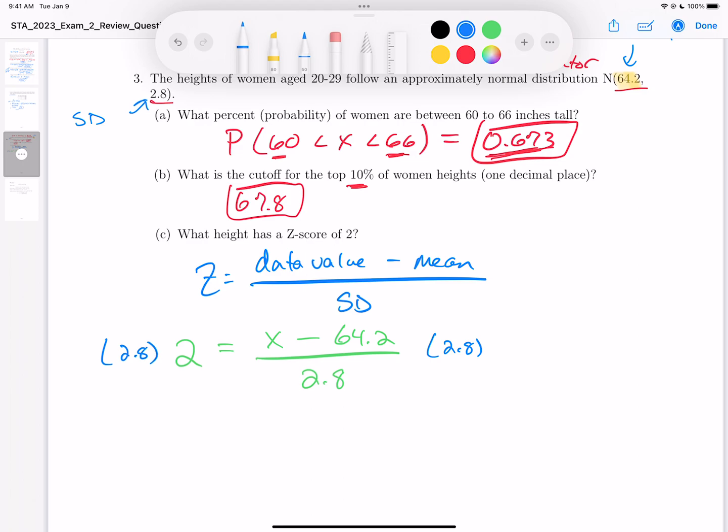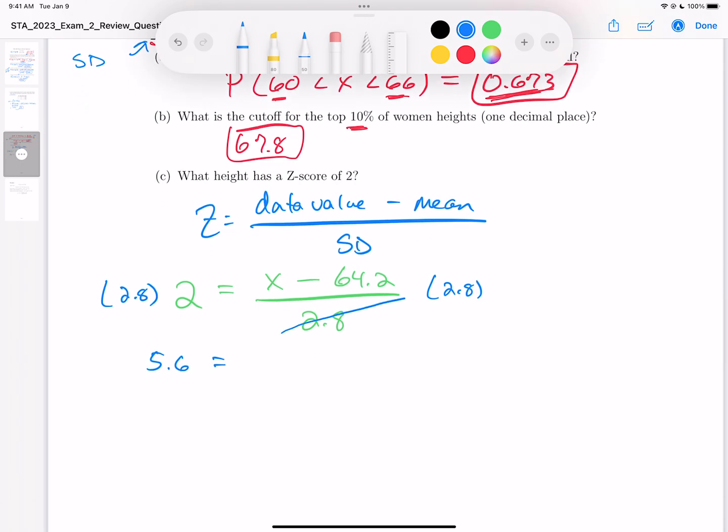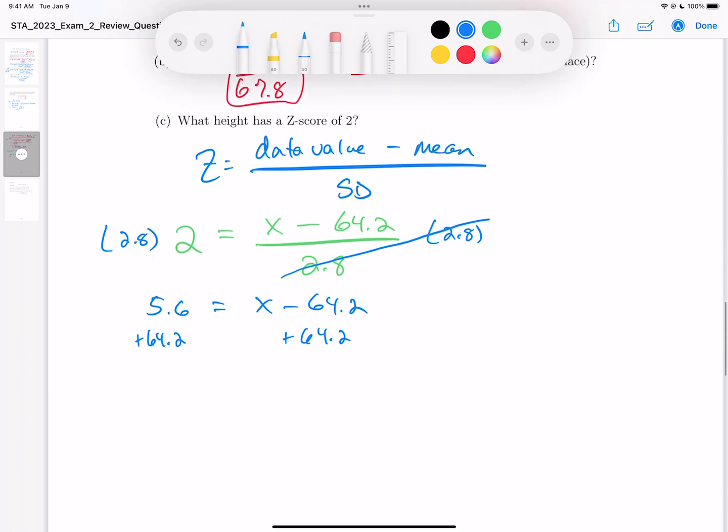2.8 times 2 is 5.6, equals, and the reason we did that is because now our denominators cancel and we're left with x minus 64.2. All that's left for us to do is add 64.2 to both sides of our equation. So let's do that now. I'm going to add 64.2 to both sides, and we should get, let's see, 8, 9, that's 69.8 is equal to x.